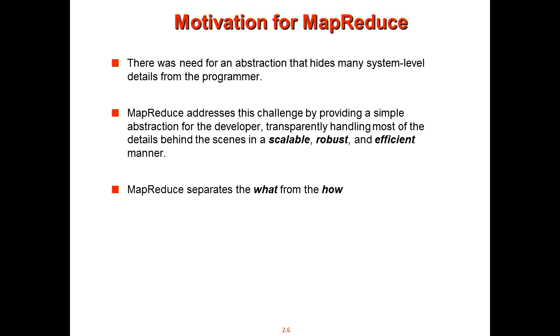It addresses this challenge by providing a simple abstraction for the developer. You already know the two main abstractions, map and reduce functions. And it handles most of the details behind the scenes in a scalable, robust, and efficient manner. Scalable means that you can easily scale the existing cluster by adding more cheaper machines. Robust means it is very reliable, and the availability of this cluster is very high. And efficient means very fast. It can provide a very fast problem-solving mechanism for your problem.